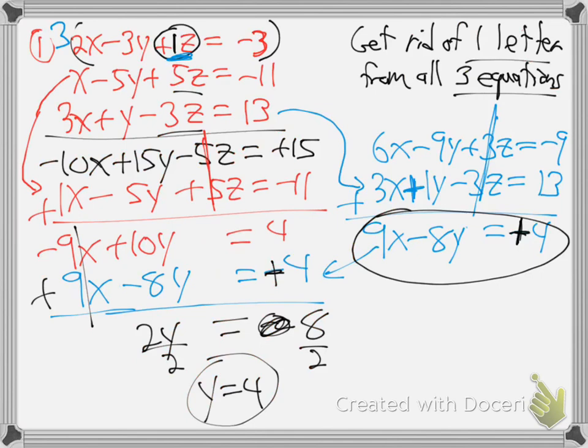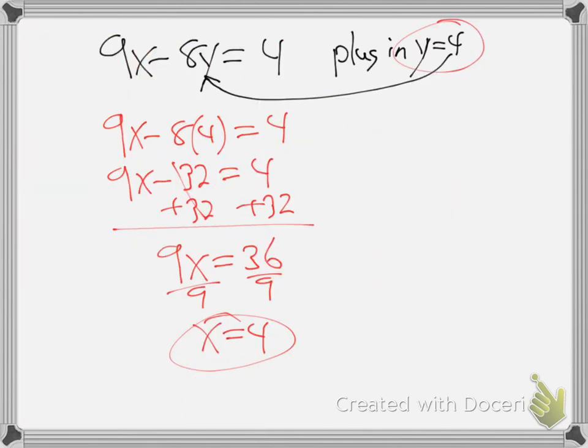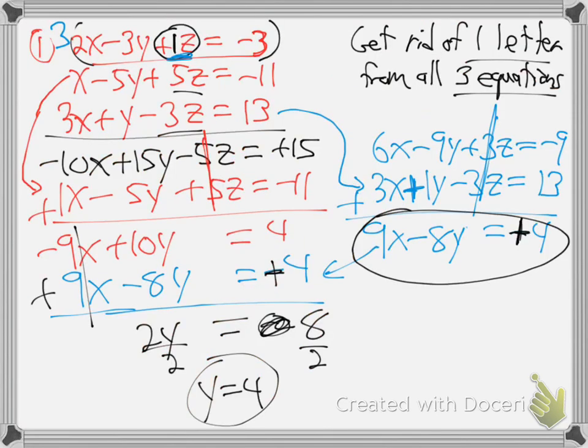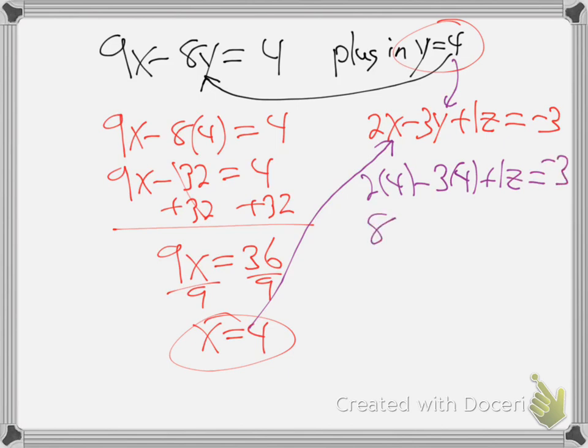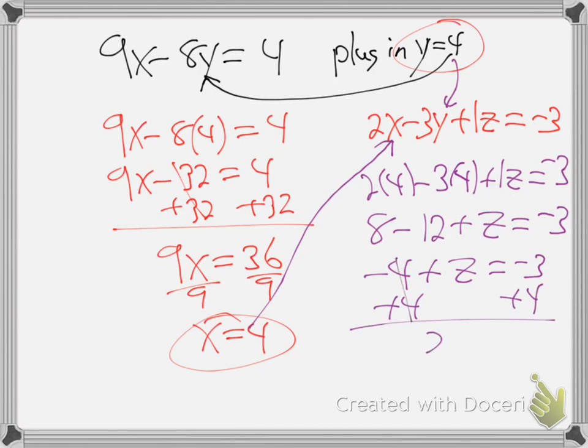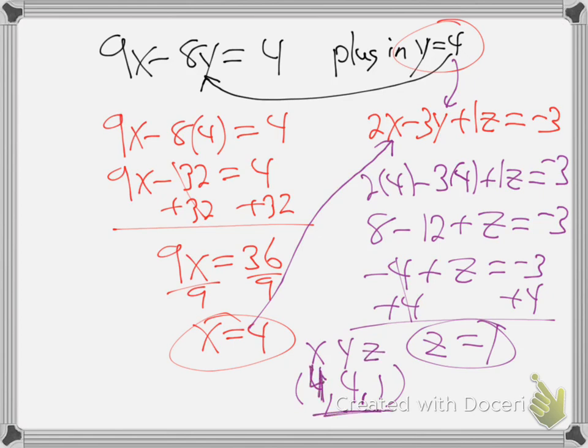Now we need z. Go back to one of the beginning ones, like how about that first one? 2x minus 3y plus 1z is negative 3. And let's plug in x is 4, y is 4. 2 times 4 minus 3 times 4 plus 1z is minus 3. 8 minus 12 plus z is minus 3. Minus 4 plus z is minus 3. Add 4. z is 1. So there's the answer, x, y, z: 4, 4, 1 on that one.